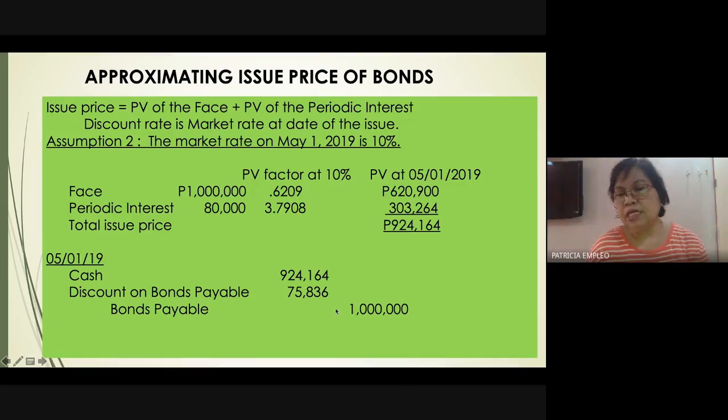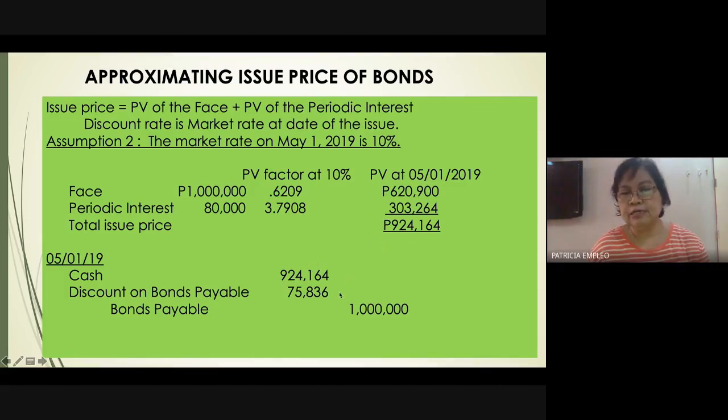Even if in the ledger we have a credit to bonds payable of 1 million, we have another account which is an offset or a valuation account, an account that is deducted from the face value of the bonds payable to arrive at its carrying value or amortized cost. Therefore, we have 1 million bonds payable reduced by discount on bonds payable of 75,836. So the initial measurement basis of the bonds payable is still the issue price of 924,164.